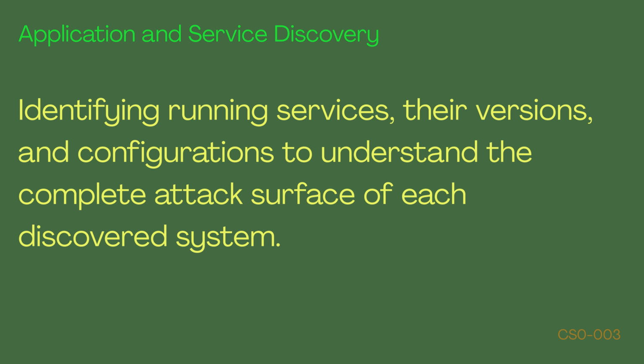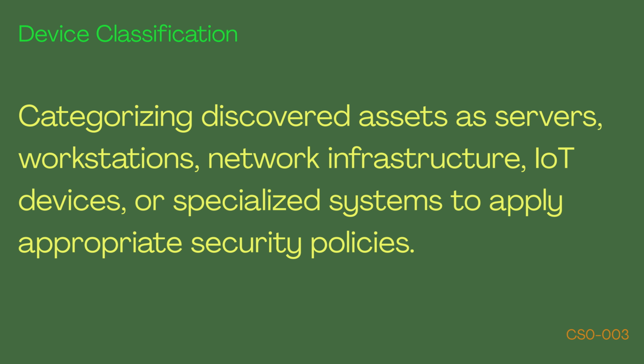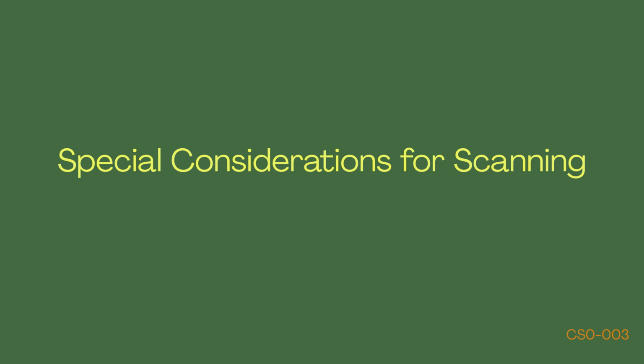For application and service discovery, identifying running services, their versions, and configurations is for understanding the complete attack surface of each discovered system. And device classification is categorizing discovered assets as servers, workstations, network infrastructure, IoT devices, or specialized systems to apply appropriate security policies. And then you have your special considerations for scanning.